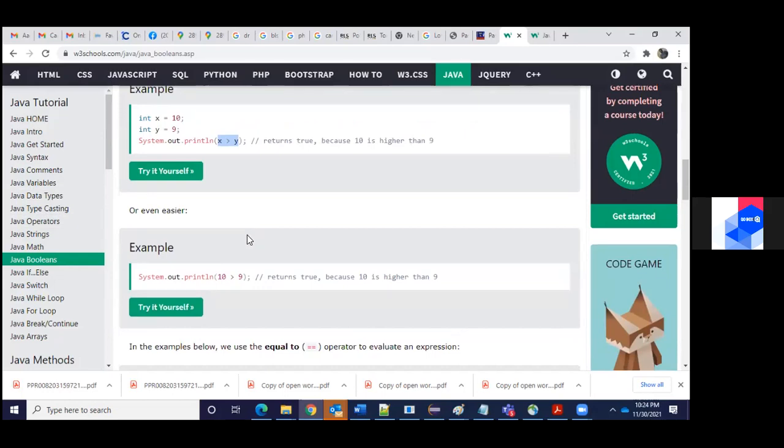Any questions up to this? Because tomorrow is going to start with the if else. These conditional statements will start. So up to now, any questions or clarifications you want, from the variables to here?